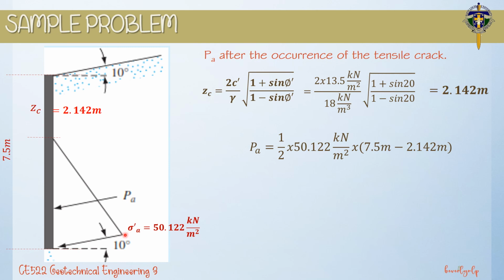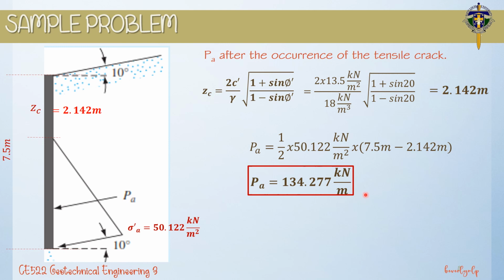So this is the value of our base, 50.122 kilonewton per meter squared, multiplied by the height, this distance. So this distance is 7.5 meters, the total length of the wall, minus the depth of the tensile crack, which is 2.142 meters. Simplifying, our active force is 134.277 kilonewton per meter. So this is now our answer.